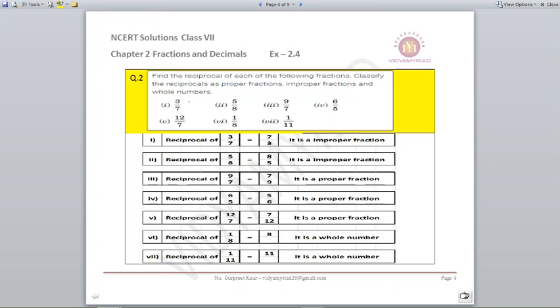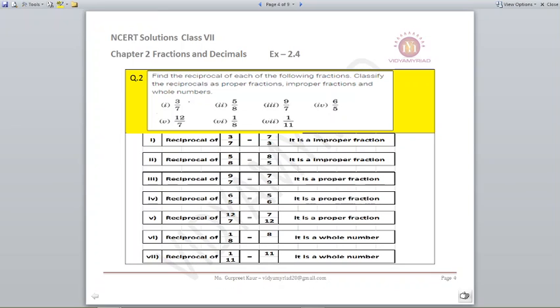Second part, 5 upon 8 will become 8 upon 5. Again it is an improper fraction because 8 is bigger than 5. Third part, 9 upon 7 will become 7 upon 9. Now 7 is smaller than 9, so it is a proper fraction. 6 upon 5 will become 5 upon 6. 5 is smaller than 6, so it is a proper fraction. 12 upon 7 will become 7 upon 12. So 7 is smaller than 12. So it is a proper fraction.